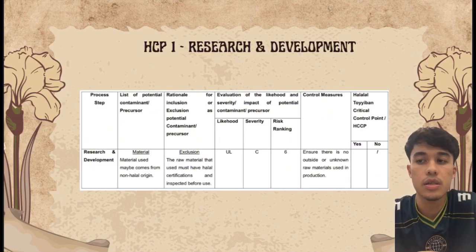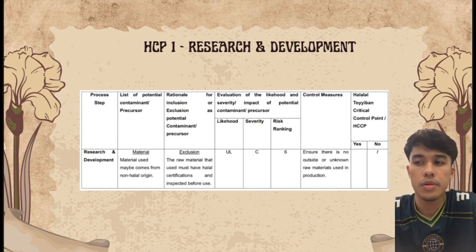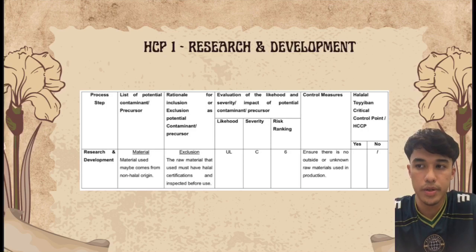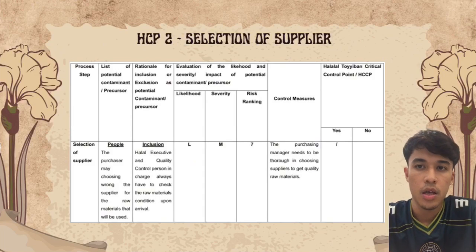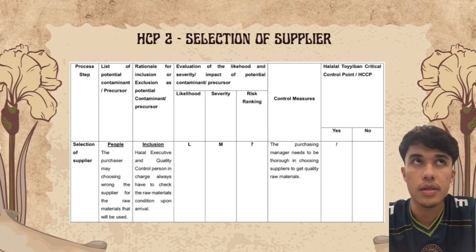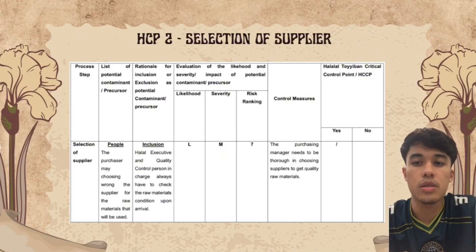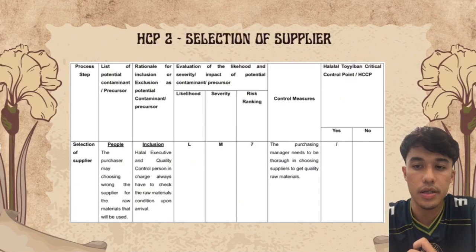For the control measures, we ensure there is no outside or unknown raw material used in our production. For the halal and toyyiban critical control point, or HCCP, we have labeled it as no. The next, or second, HCCP comes from the selection of supplier process. The list of potential contaminant precursors, which are the halal threats that may happen, comes from people, which is the purchaser may choose the wrong supplier for the raw materials that we will use in our product.